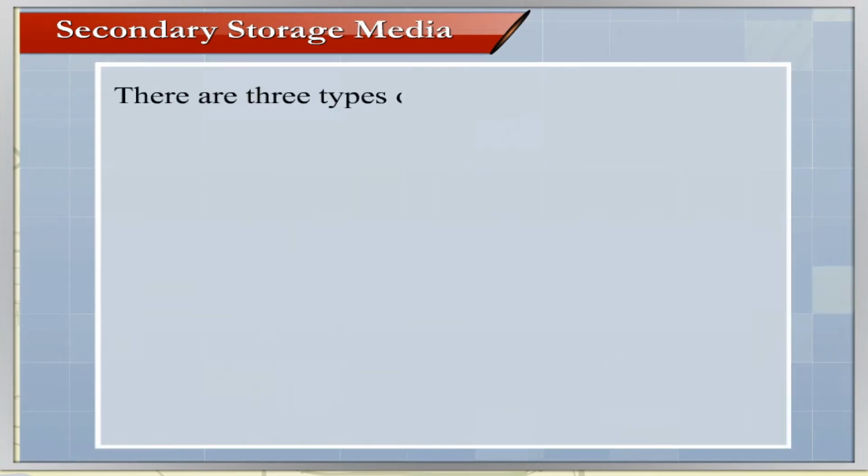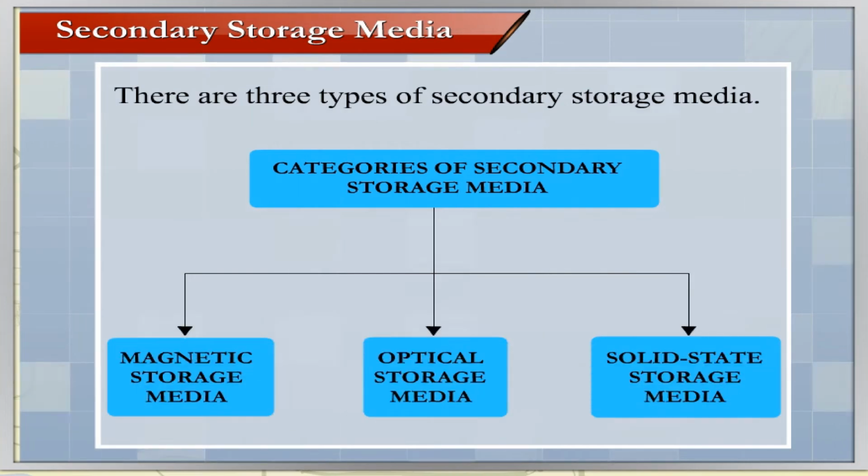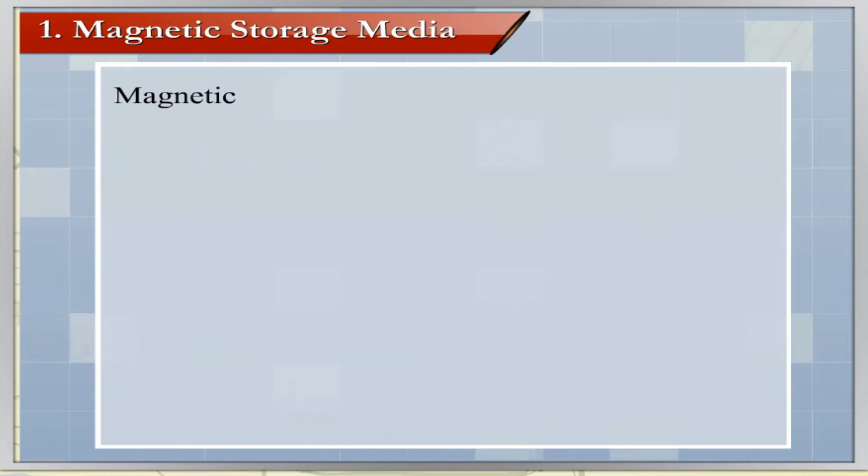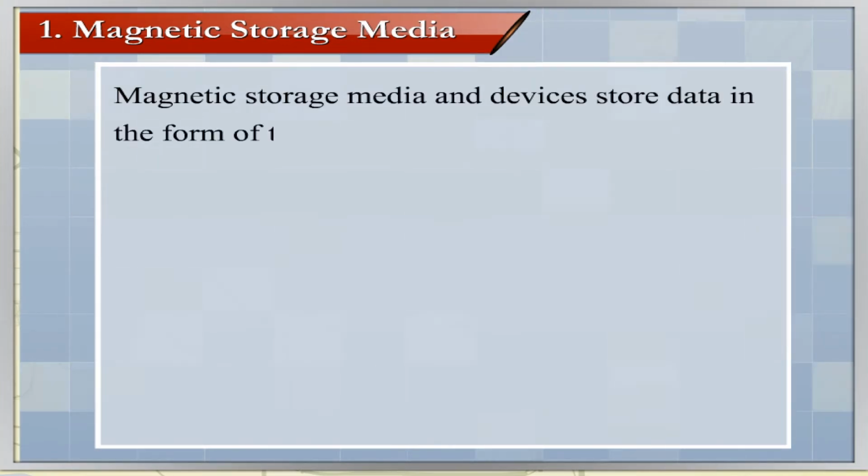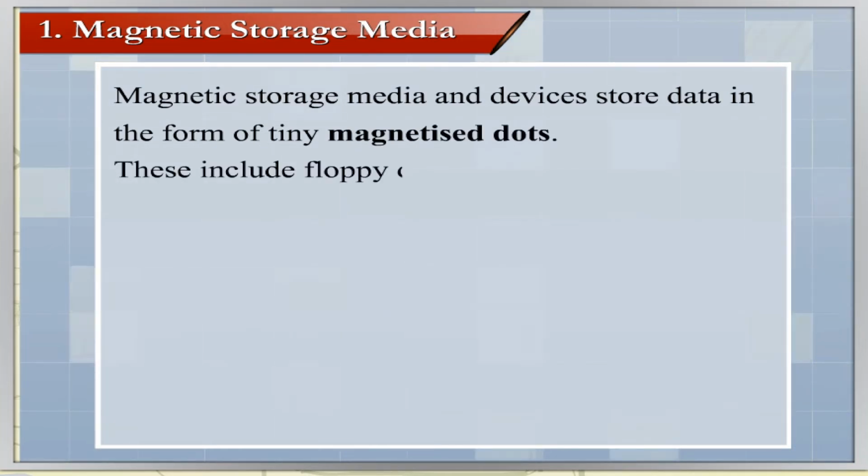Secondary storage media. There are three types of secondary storage media. Magnetic storage media. Magnetic storage media and devices store data in the form of tiny magnetized dots. These include floppy disk and hard disk.